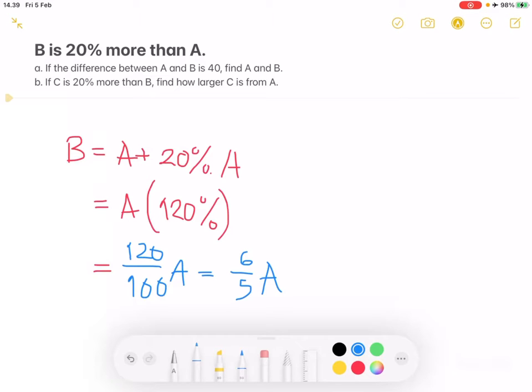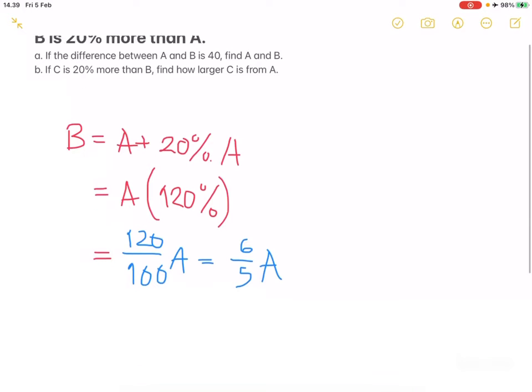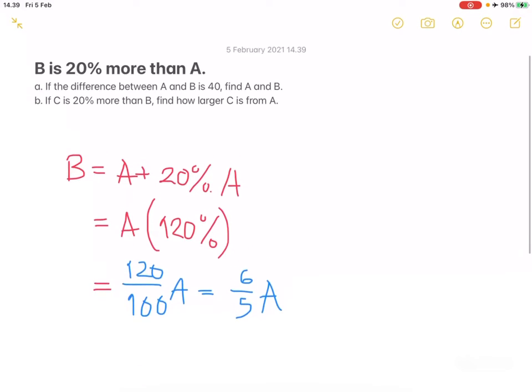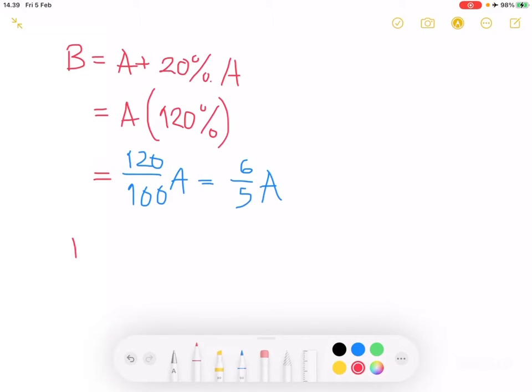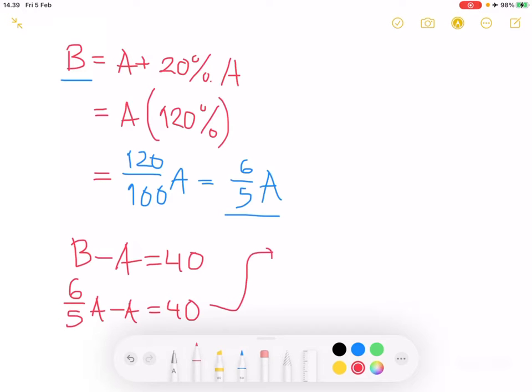There you go. It's also given that the difference between A and B is 40, and given that B is larger because B is 20% more, we know that B minus A is 40. Knowing that B is just 6 over 5 of A, we can substitute that in, and this simplifies into a fifth of A is 40. Multiplying by 5 on both sides, we get that A is equal to 200.